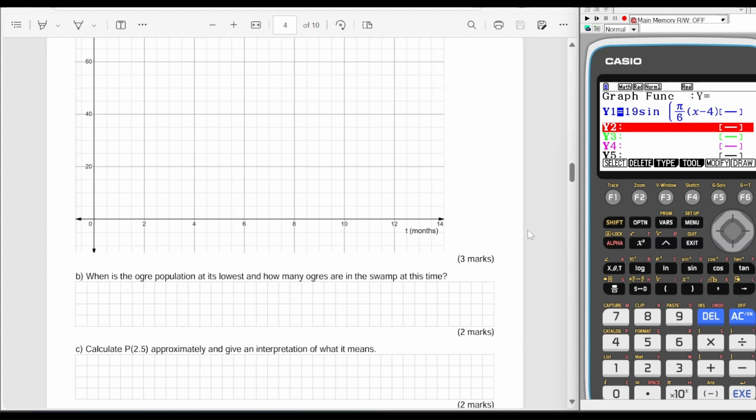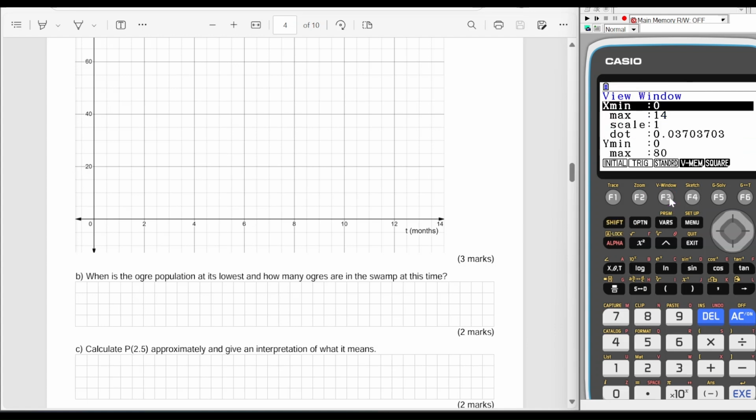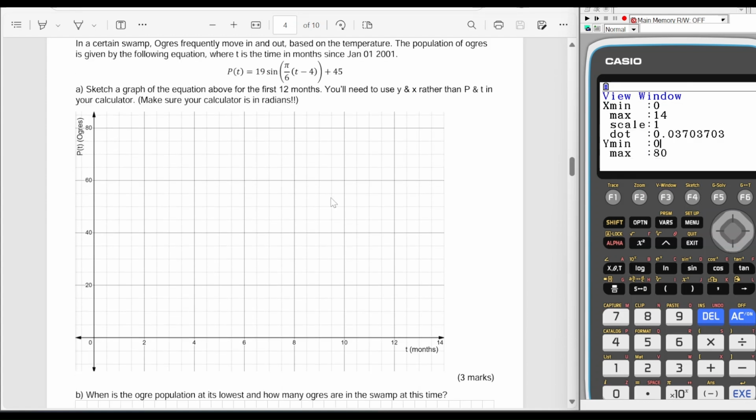So it looks like x goes from 0 to 14. So 0 up there, 14 up there. And y is going to go from 0 to 80. So 0 to 80 there. If we exit out of that and draw, we get a lovely graph of ogres.